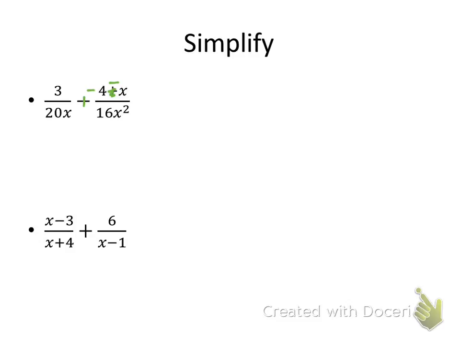Now let's do my factors of 20. 2, 10, 2, and 5. Then my x, let's do the factors of 16. 2, 8, 2, 4, 2, and 2. And then x times x.